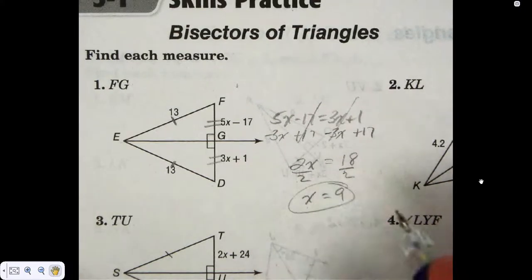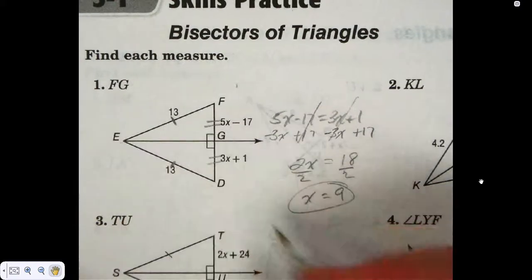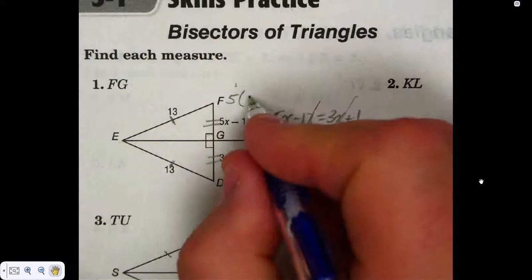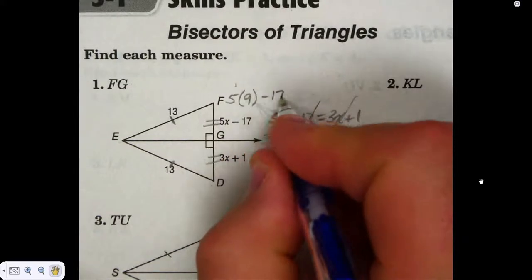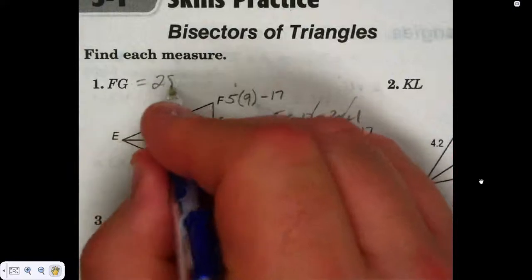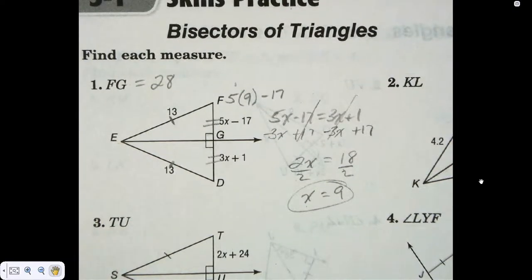Now, don't go through all this work and then not answer what the question wants. F to G, right? Well, F to G is 5 times whatever x is, which is 9, minus 17. 5 times 9 is 45 minus 17. Pretty sure that's 28. Okay, I'll zoom out and freeze this so if you need to write it down, but I want to get on to the next ones.